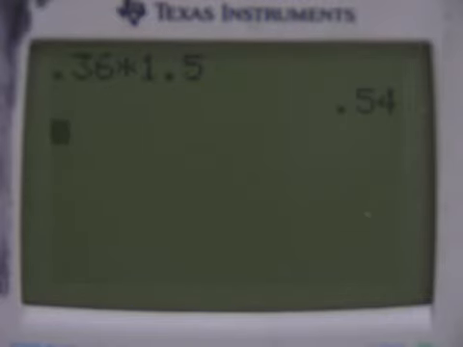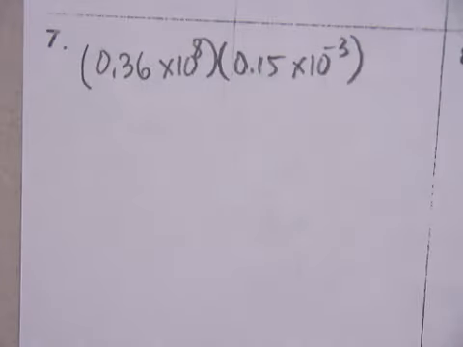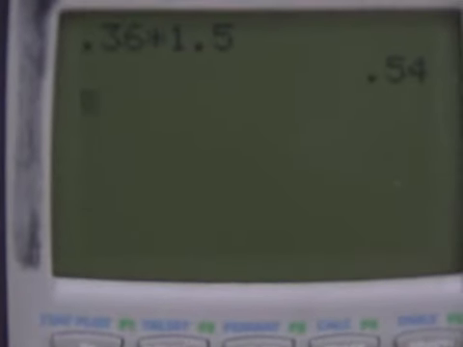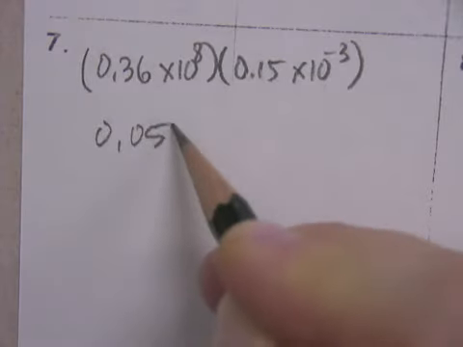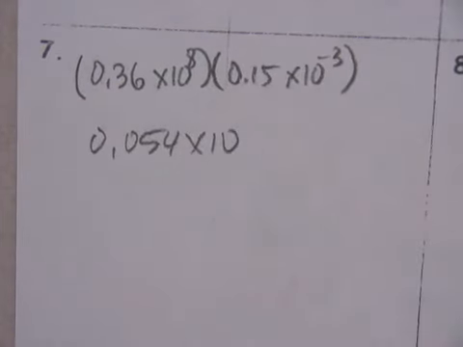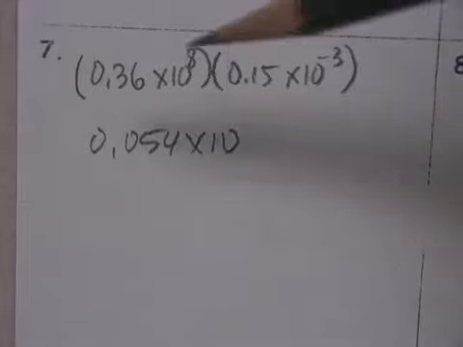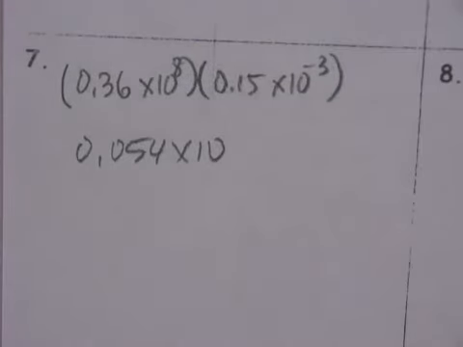So I'll go ahead and transfer that over real quick and see what that gives us. I'm going to try that one more time because I have a feeling I may have made a mistake. Oh, I did. I plugged that in wrong. So 0.36 times 0.15. There it is. So 0.054. There it is. So 0.054 times 10. Now I have to add my exponent. So that's going to be 6 plus a negative 3.